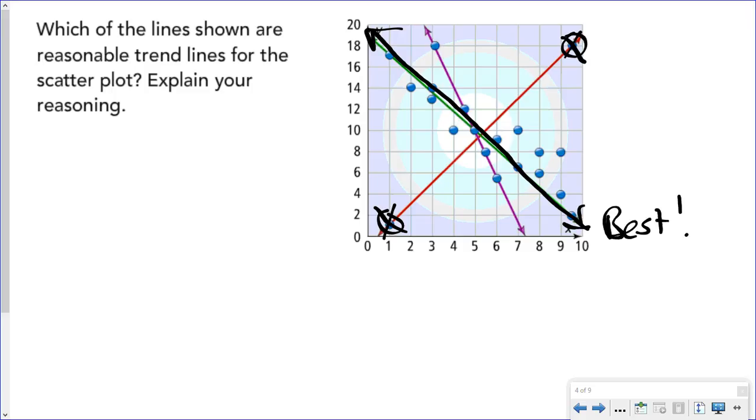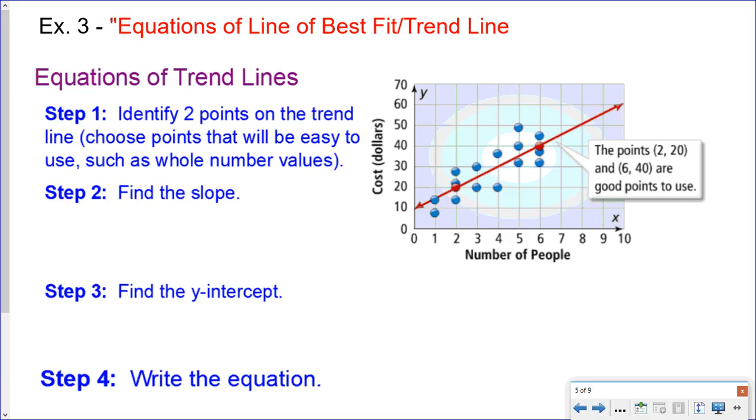Now, when it comes to making your own line and writing an equation for it, there are several steps, and I'll walk you through that. First of all, the toughest part, the one you have to practice, is you have to identify 2 points on the line.